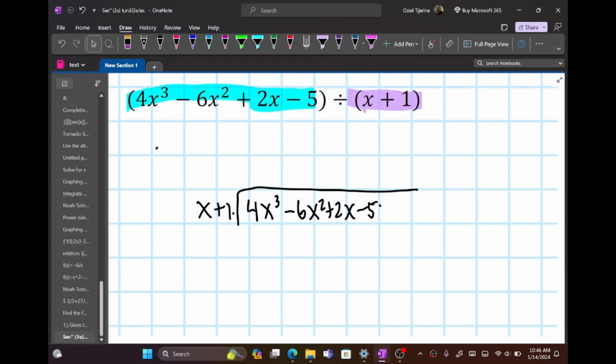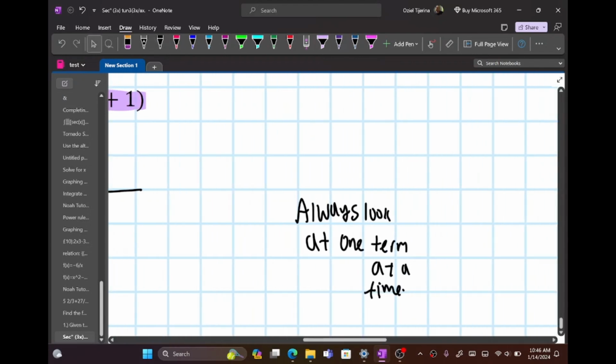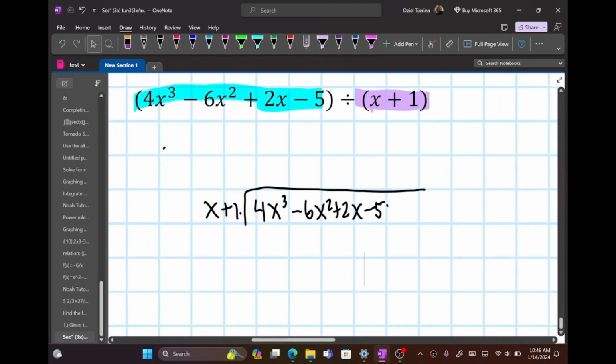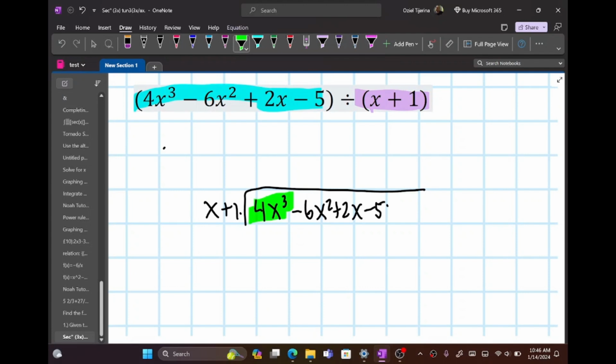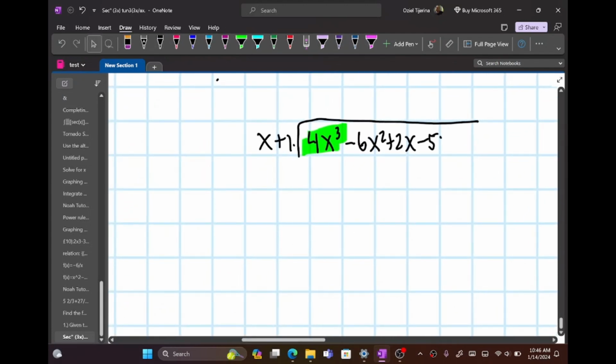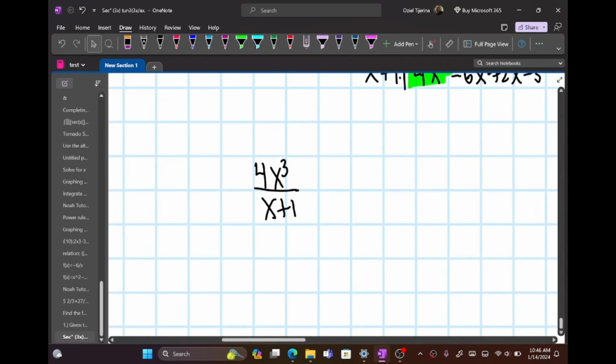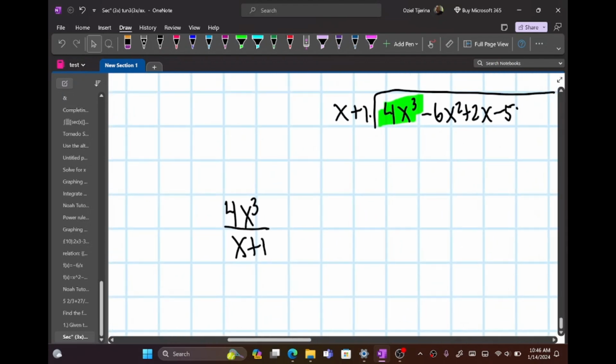So, you always want to look at the leading term. So look at one term at a time. What I'm going to do is look first at this 4x cubed. So we have 4x cubed over x plus 1. But you want to just look at this part.